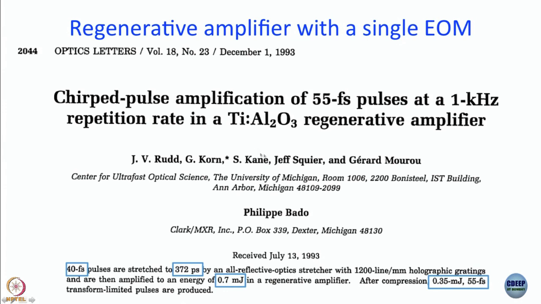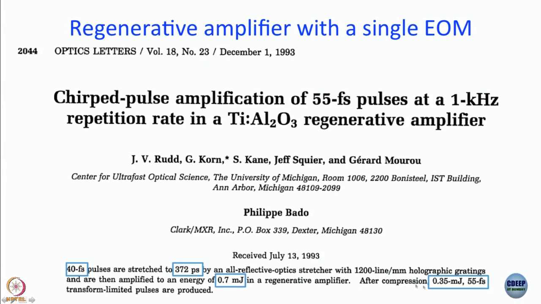But here this is an early report of an amplifier, the repetition rate is still 1 kilohertz, and what they had been able to do was take 40 femtosecond pulses as seed. I would like to give you a feel of the numbers as well. These 40 femtosecond pulses were stretched to 372 picoseconds. And then the specification of the grating is also given, and it was amplified to 0.7 millijoule energy. What is the energy we get out of our amplifier? 4 millijoule. So, this is not really as much as what we get today.